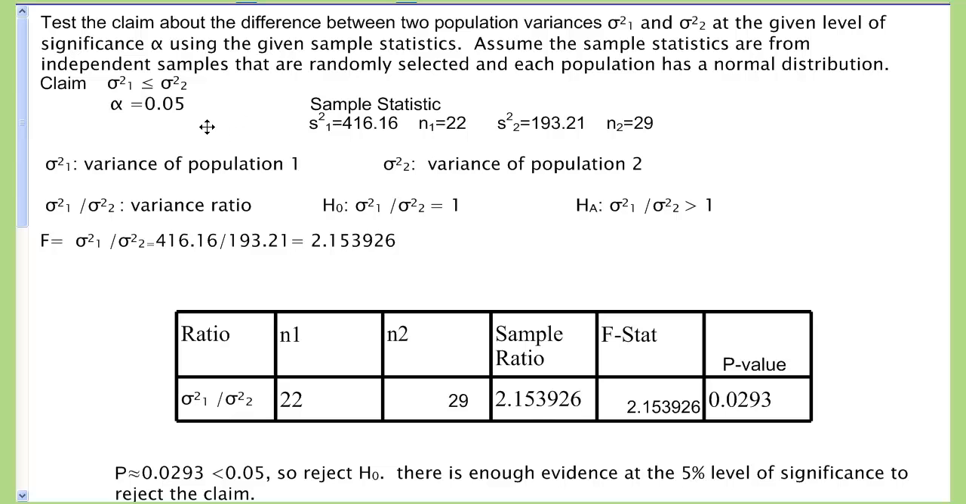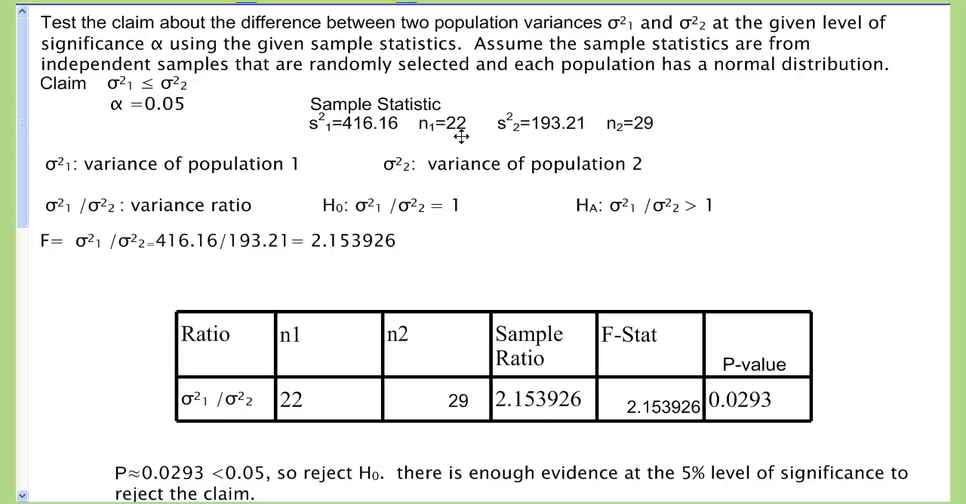Question from 10.3 where you're testing two population variances using an F-test. Now, here's the claim, and you're looking at a 5% level of significance. This is the first variance. Now remember, that's variance, and if you want standard deviation, you want the square root of that.